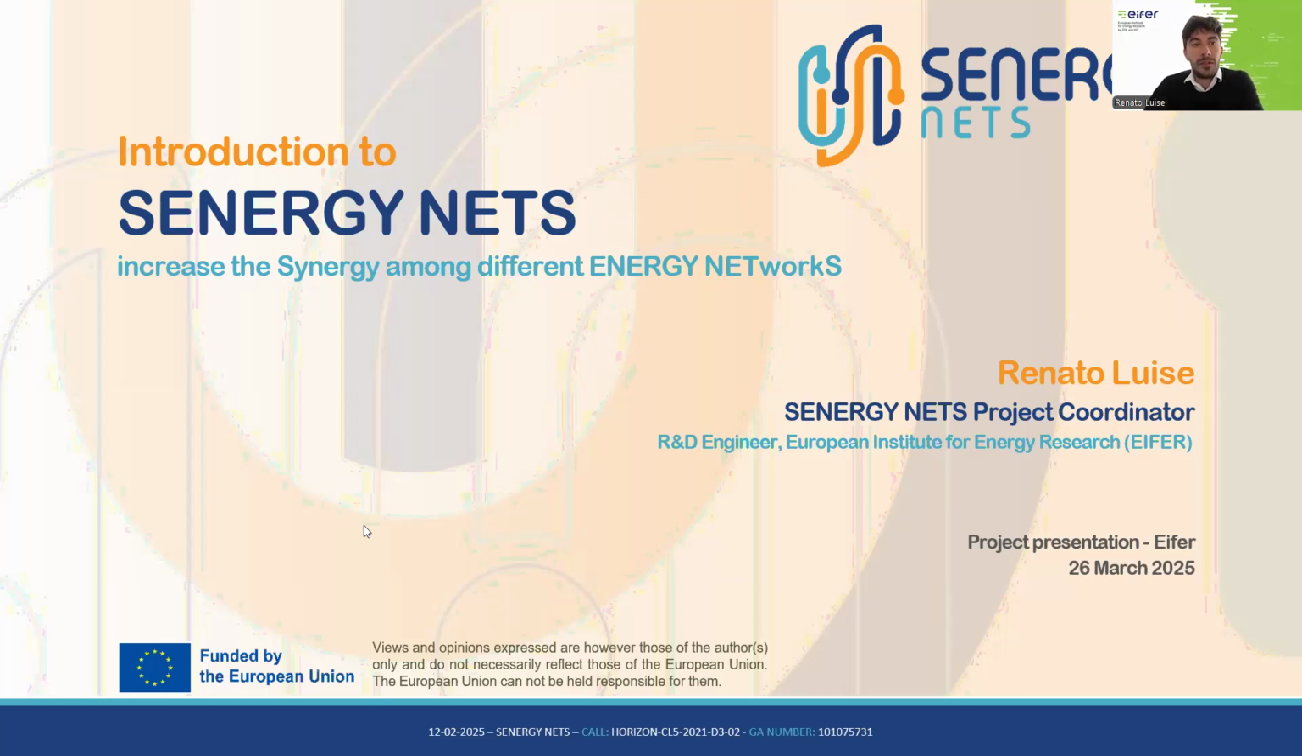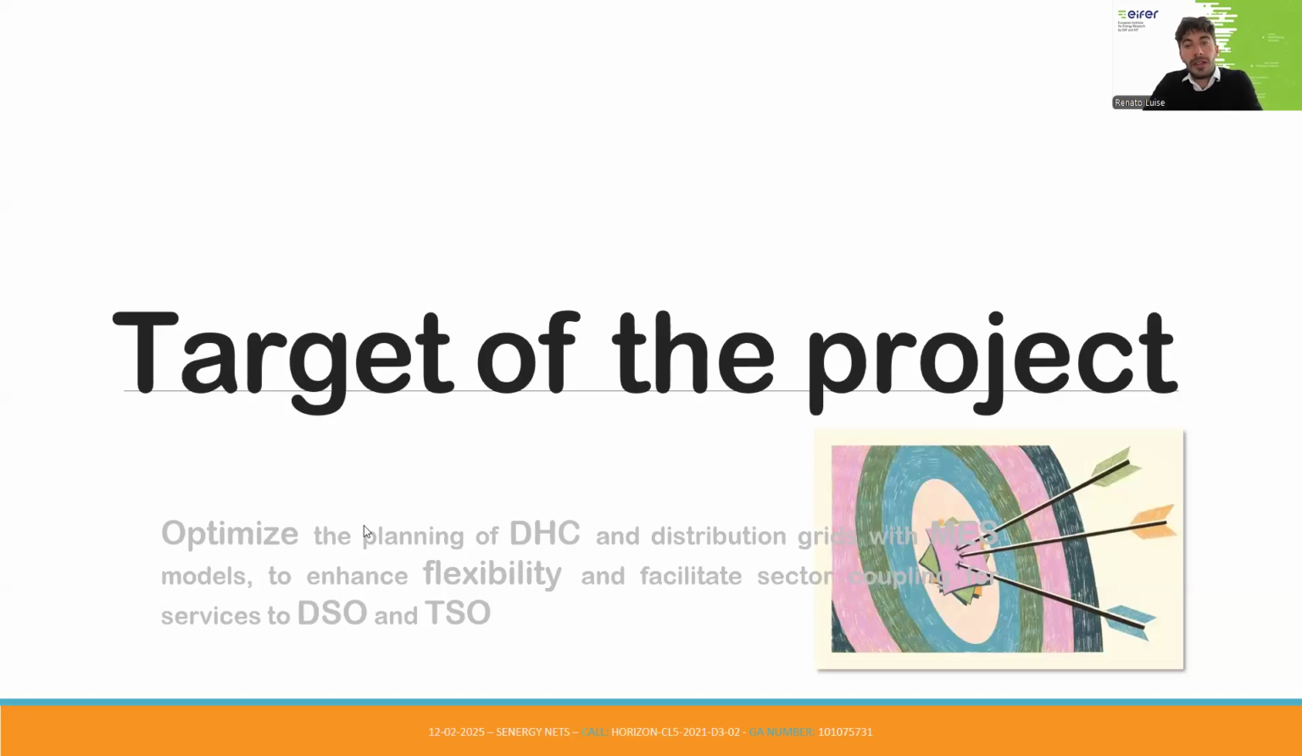What is the project about and which is the main goal, the main target of the project, as you can read here. Our goal is to optimize the planning of the district heating and cooling, and finally the distribution, with multi-energy system models. And our final goal is to enhance the flexibility and facilitate the sector coupling among different services, mostly between the DSO and TSO, the distribution system operator and the transmission system operator.